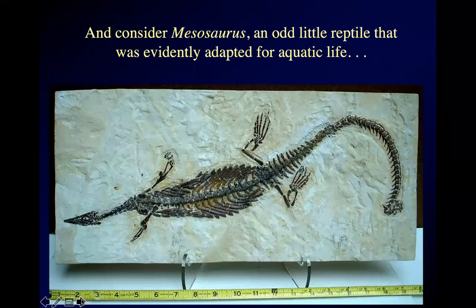And then that's an odd little reptile. Maybe the body might be about a foot long, the tail's a bit more. Little lizardy thing that seems to have been adapted for aquatic life, life in the water. We call this Mesosaurus.